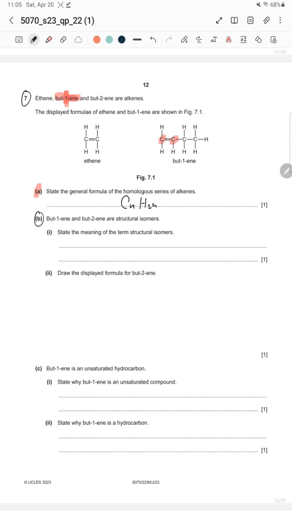Now part B, but-1-ene and but-2-ene are structural isomers. State the meaning of the term structural isomers. So now dear students, structural isomers have the same molecular formula but different structural formula.